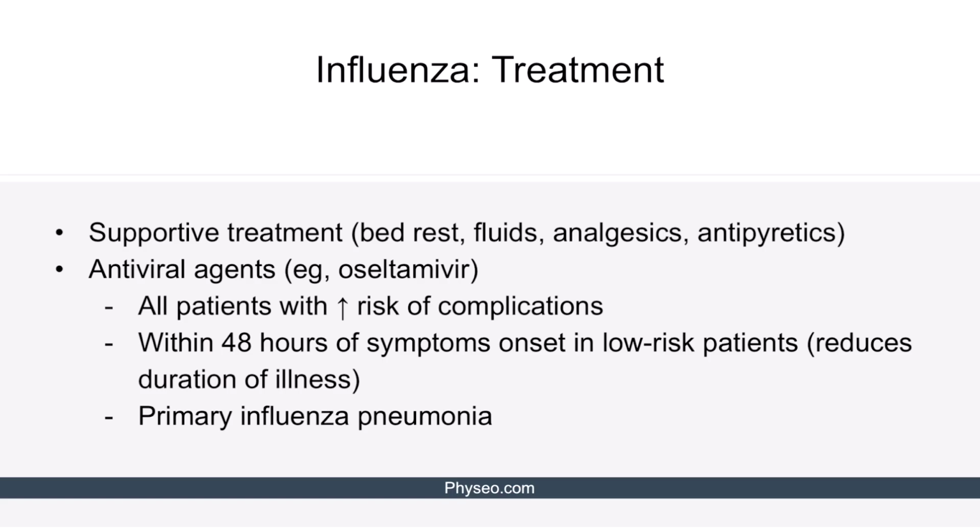Similar to other viral respiratory tract infections, the usual treatment is supportive, which includes bed rest, fluids, analgesics, and antipyretics. Antiviral agents, such as oseltamivir, are indicated in all patients with increased risk of complications, irrespective of the duration of illness. This reduces the incidence of different influenza complications in these patients. Antiviral agents are also beneficial if given within 48 hours of symptom onset in low-risk patients, because if given this early, it reduces the duration of illness. Antiviral agents are also used to treat primary influenza pneumonia.